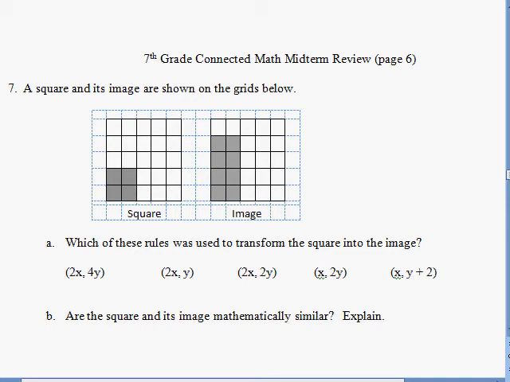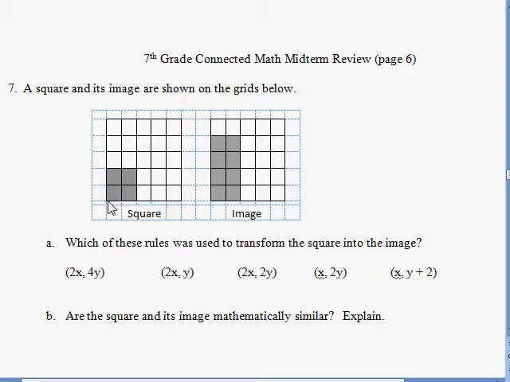7th grade Connected Math Midterm Review number 7. And we have a statement here. It says, a square and its image are shown below on the grids. These blue lines that you see here are just from me copying over from Excel. The blue lines aren't supposed to be there. We have two separate images here. We have a square and then the image created in this region right here. The question says, which of these rules was used to transform the square into the image?